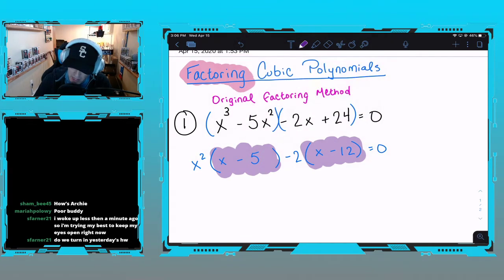And that's all I'm going to write down here, and then I'm going to show you guys the new method today. So factoring by grouping does not work.